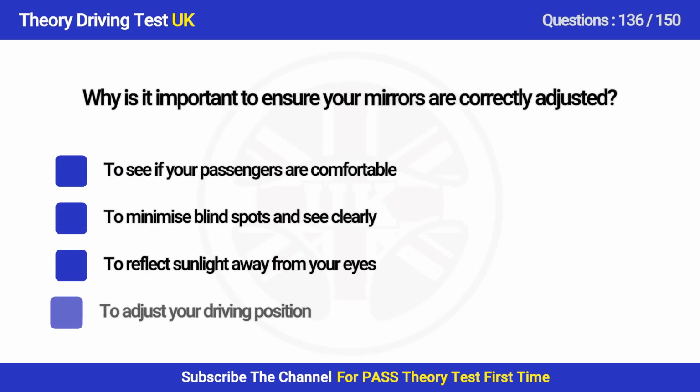Question 136. Why is it important to ensure your mirrors are correctly adjusted? A. To see if your passengers are comfortable, B. To minimize blind spots and see clearly, C. To reflect sunlight away from your eyes, D. To adjust your driving position.